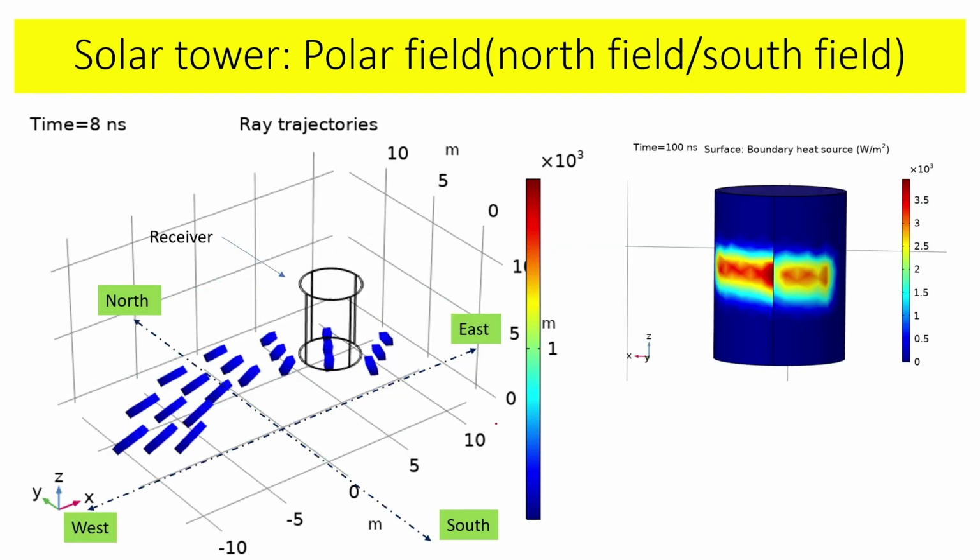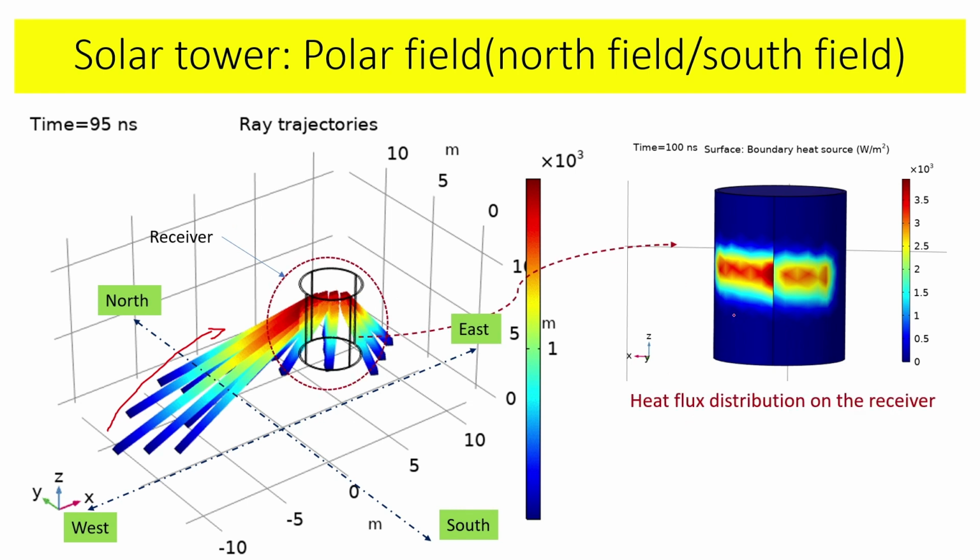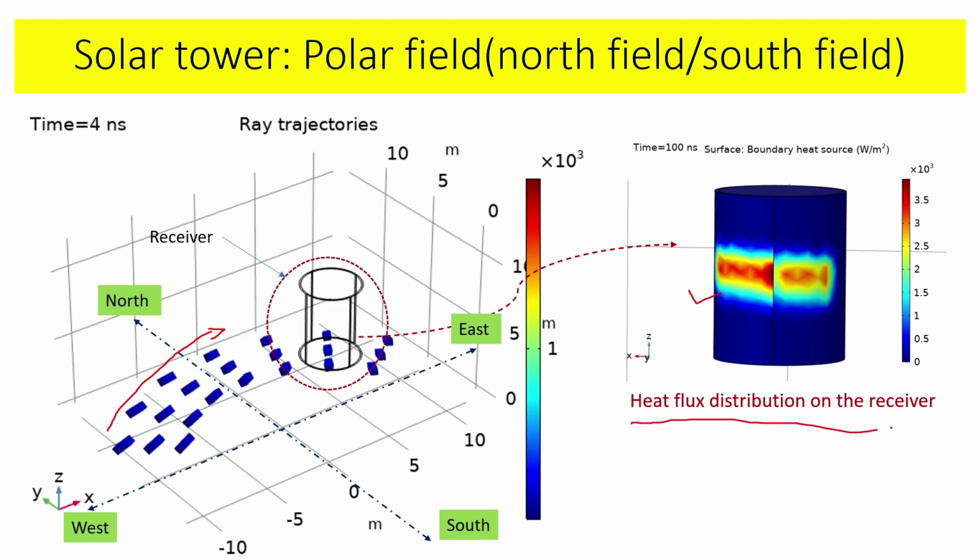Then this is the polar field, the second type of solar tower, where the heliostats are only on one side. The collectors or heliostats are only on one side, and the sunlight comes and gets focused on the receiver. And this is the flux distribution on the surface of the receiver, and there is also a working fluid flowing, and that working fluid takes the heat from this absorber or receiver and sends it to the power plant for production of steam, and hence running the turbine.